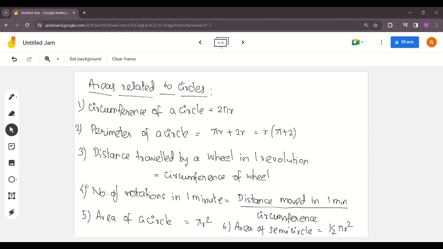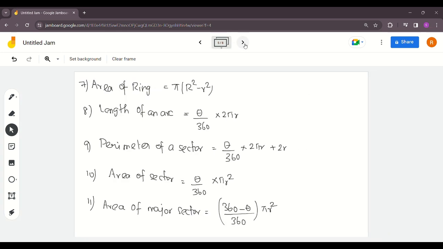Fifth and sixth are already the basics. Area of a circle is pi r square. Area of a semicircle is half pi r square. Area of a ring, that is the difference in the areas of two circles, that is pi into capital R square minus small r square. So the difference in areas of two circles is nothing but the area of a ring. And next is length of an arc, which is theta by 360 into 2 pi r.